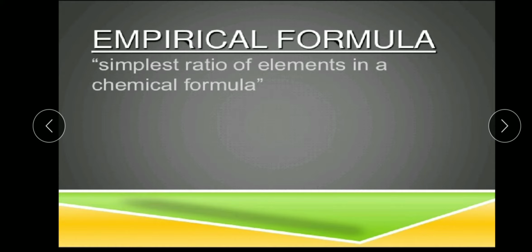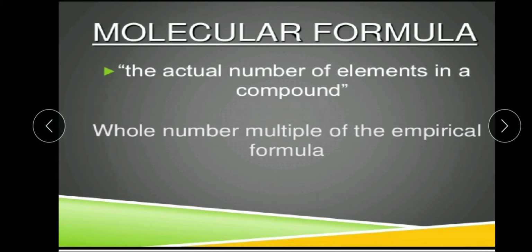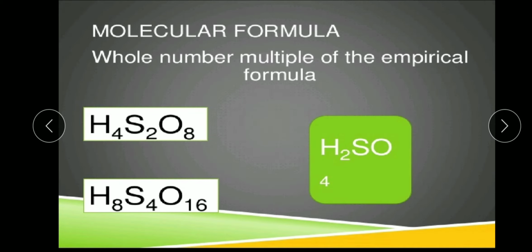Next part, empirical formula and molecular formula. Before going to the calculation part, you should know the meaning of empirical formula and molecular formula. Empirical formula is the simplest ratio of elements in a chemical formula. Molecular formula means the actual number of atoms of elements in a compound. A whole number multiple of the empirical formula gives the molecular formula.